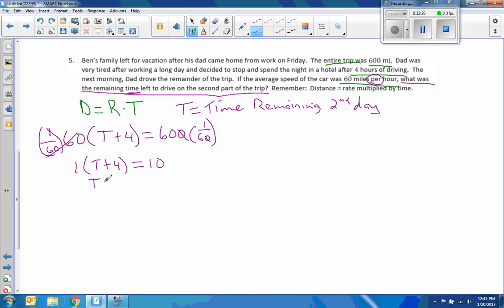So now the multiplicative identity says that 1 times t plus 4 is t plus 4 equals 10. Subtract those 4 hours from both sides, and we get t plus 0 equals 6. The additive identity says that t plus 0 is simply t, and we get t equals 6 hours. Okay, he still has 6 hours to drive the second part.